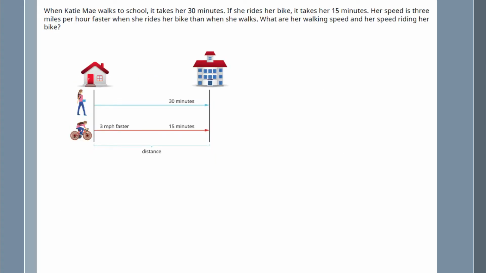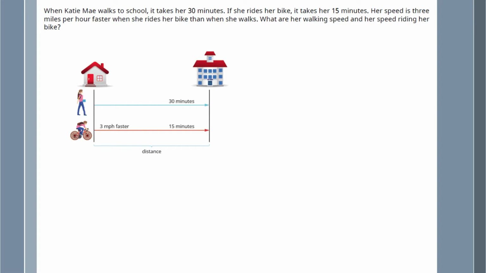Okay, for this one, let's talk about the story first. It says, when Katie Mae walks to school, it takes her 30 minutes. If she rides her bike, it takes her 15 minutes. Her speed is 3 miles per hour faster when she rides her bike than when she walks. What are her walking speed and her speed riding her bike?